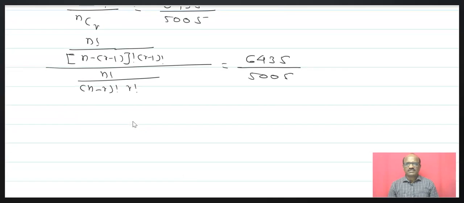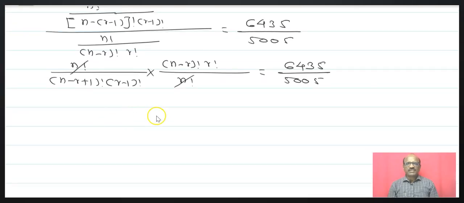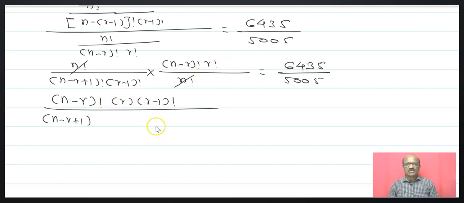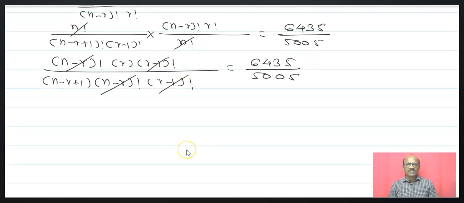n factorial upon n minus r plus 1 factorial into r minus 1 factorial, into n minus r factorial into r factorial upon n factorial, equals 6435 upon 5005. Now n factorial gets cancelled. Now we have n minus r factorial, r into r minus 1 factorial. Again, the next term will be n minus r plus 1, n minus r factorial. These get cancelled. Again, r minus 1 factorial and r minus 1 factorial will also get cancelled.